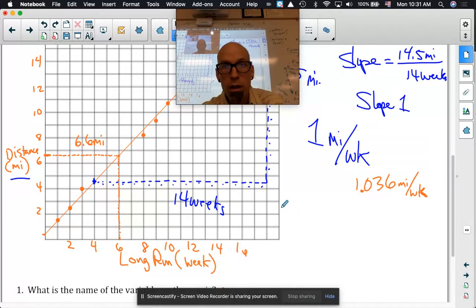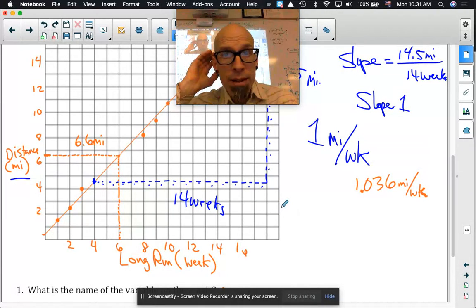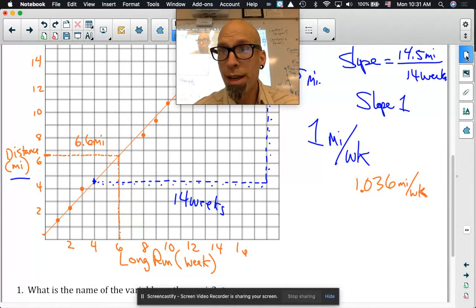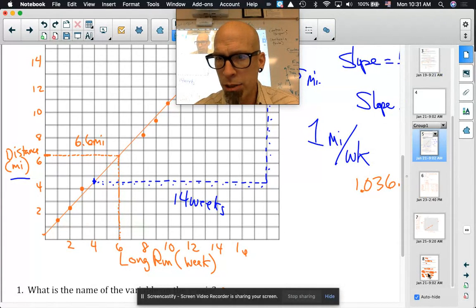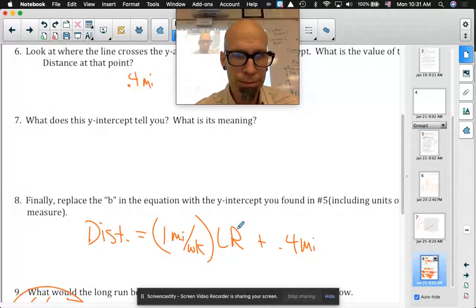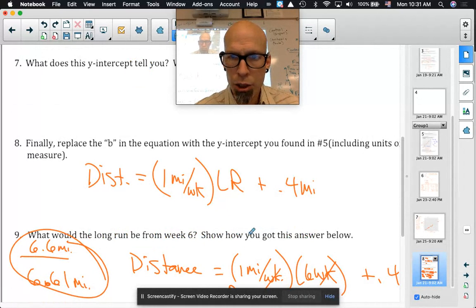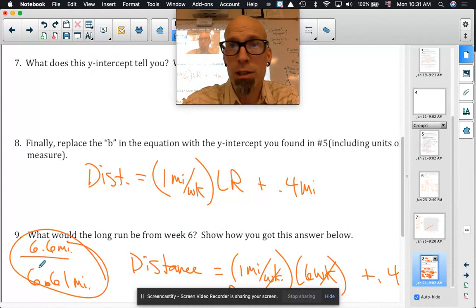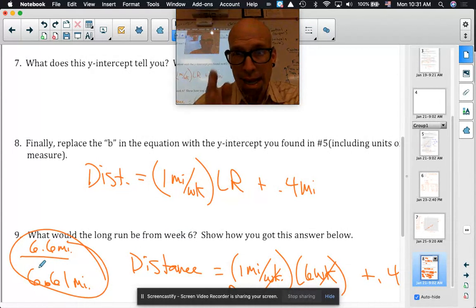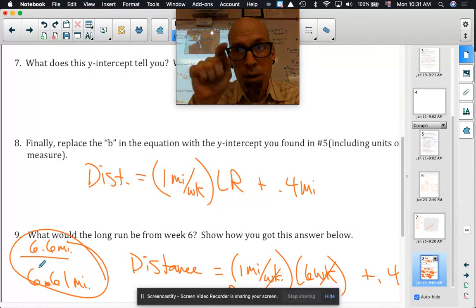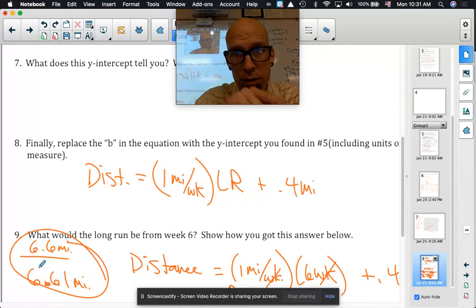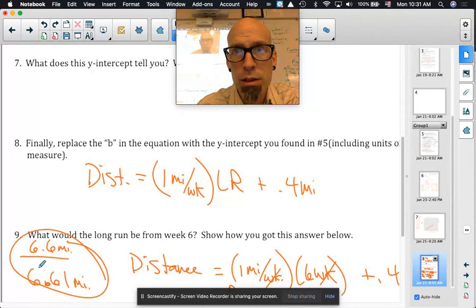Now, can you read that off the graph and just have that be your answer? Yes. Well, then how do you explain, because the question asks you to show how you got this answer below. Well, I would just say I went to the graph at week 6, went up to the best fit line, went over to the left, and saw the distance was 6.6 miles. That's all you have to do. Just explain what you did on the graph, where you looked to get that answer.